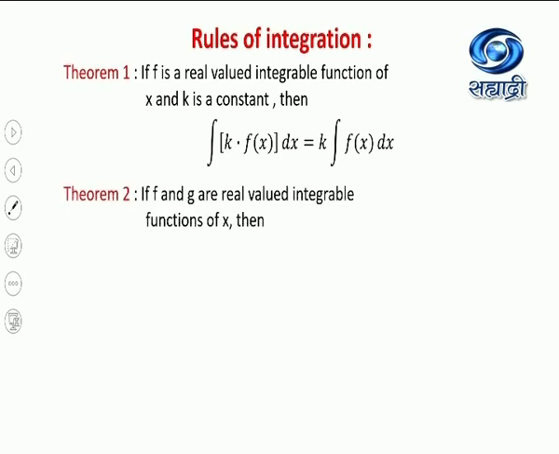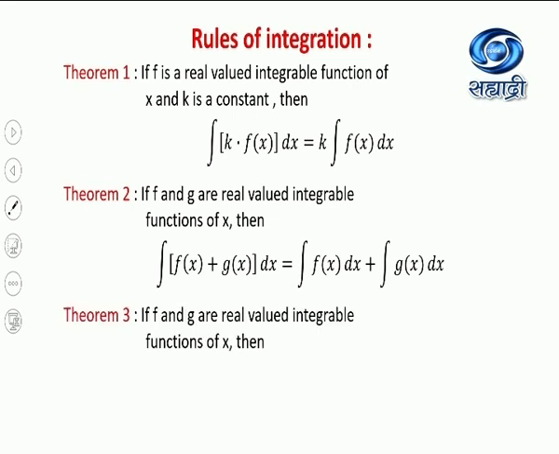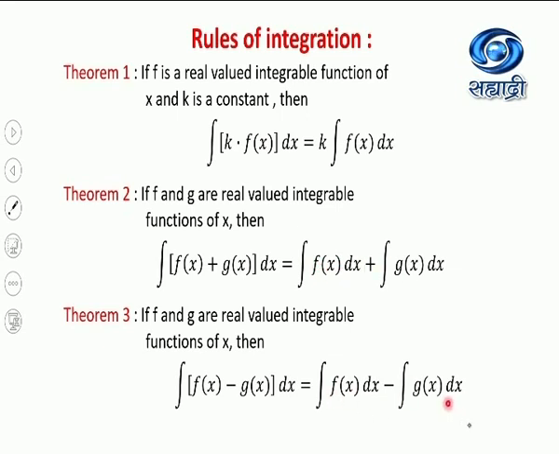If f and g are real valued integrable functions of x, then integration f of x plus g of x dx is equal to integration f of x dx plus integration g of x dx. If f and g are real valued integrable functions of x, then integration f of x minus g of x dx is equal to integration f of x dx minus integration g of x dx. In both the results, we are just separating the functions with the integration sign and putting the respective sign in between them, so that it is easier for us to integrate.